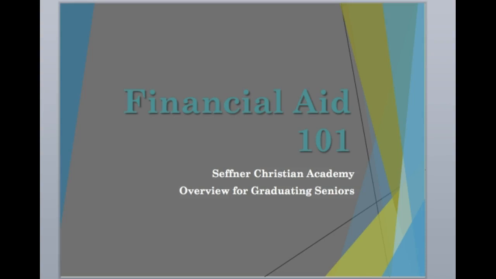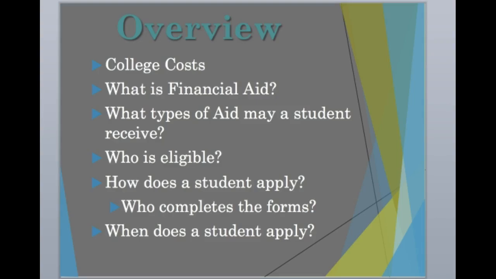So if you have never applied for college financial aid before or even looked into it, this will give you some good pieces of information to help you be prepared as you enter the financial aid process this fall and upcoming spring. So in our meeting, I'm going to briefly go over college costs, explain what financial aid is, the different types of aid that a student may receive, who's eligible, and how a student applies and completes the forms, and when students apply. So this is just a brief overview of basic financial aid processes.